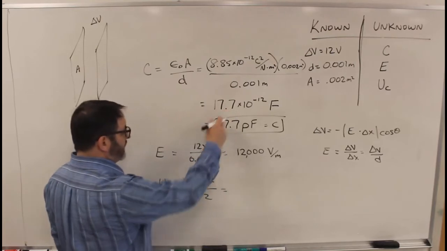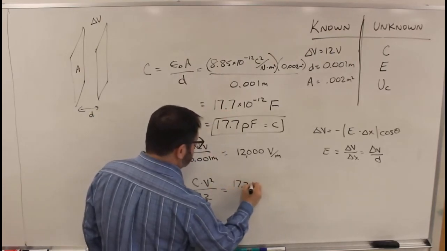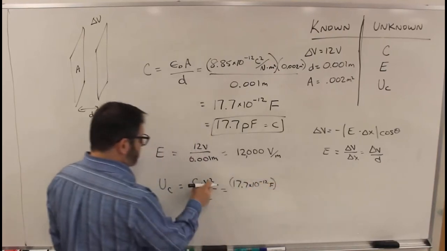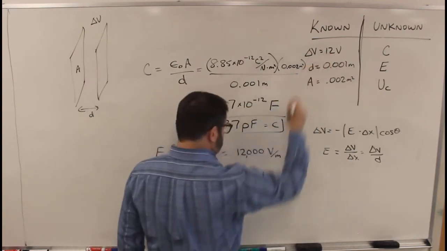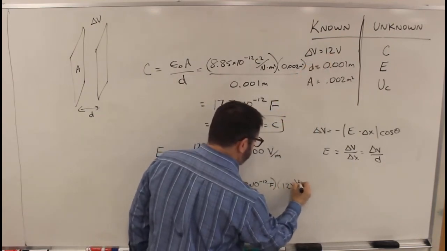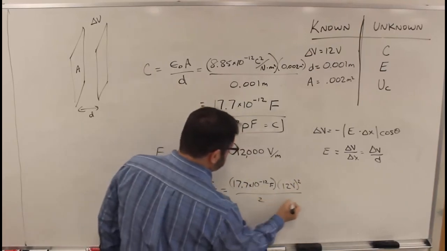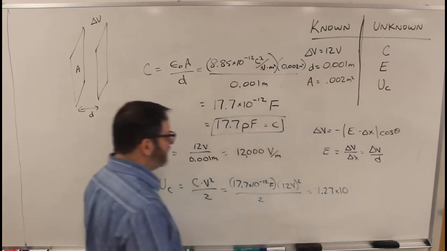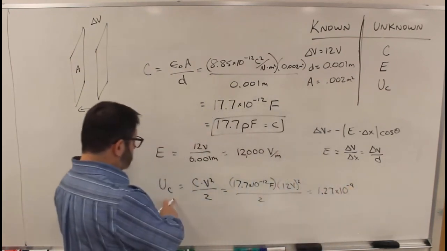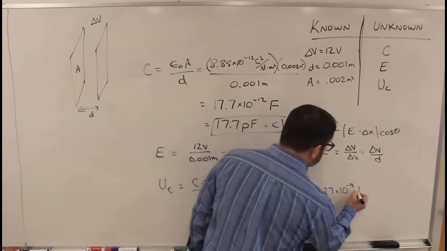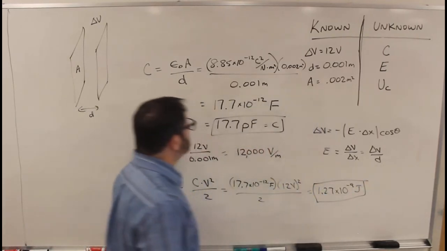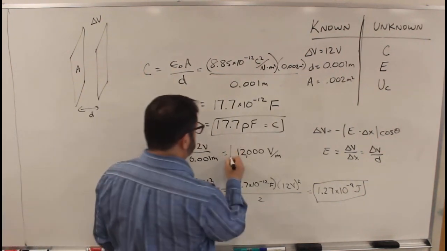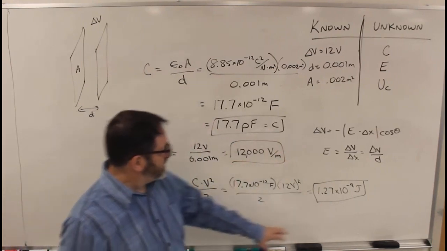So that is, I'm going to go back to here, 17.7 times 10 to the minus 12 farads, times V squared, that's this 12 volts squared, over 2. That's 1.27 times 10 to the minus 9. And units on this is energy, so joules. And there we have it. C, E, and U_C.